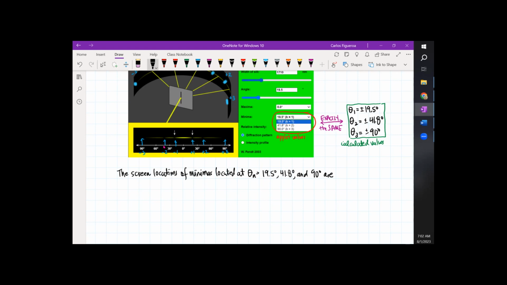are as follows. So I'm going to have y of n. Now that's d tan of theta n. Now if I plug in my values, that's my screen location right there. Then I'm going to find that y of 1 is plus or minus 0.531 meters. Y of 2 is going to be plus or minus 1.34 meters. And then finally, y of 3 is going to be plus or minus infinity.